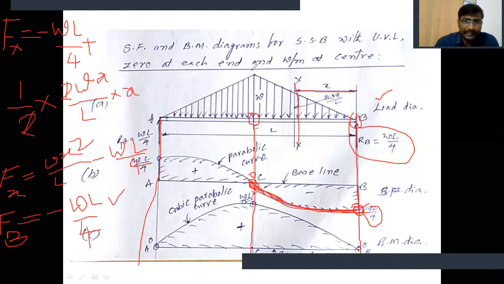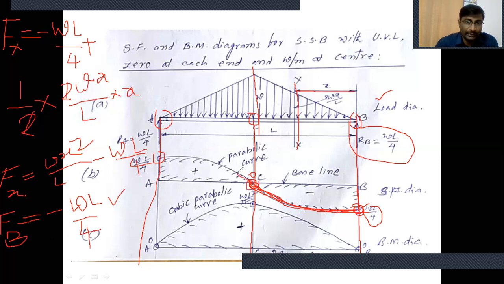And this is also a symmetrical diagram about point C. That means between B and C the values of shear force are the same as those of the portion AC. AC also has the same shear forces on the beam. What is the shear force at B? WL by 4, which is negative. But at the left hand support the WL by 4 is positive, not negative. So locate WL by 4 at the left hand support above the baseline, and 0 at the center.